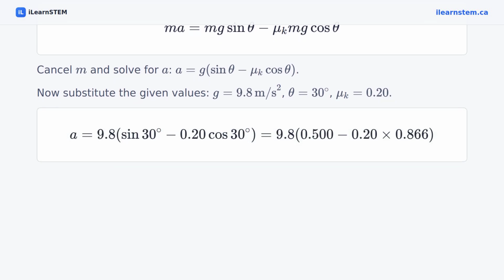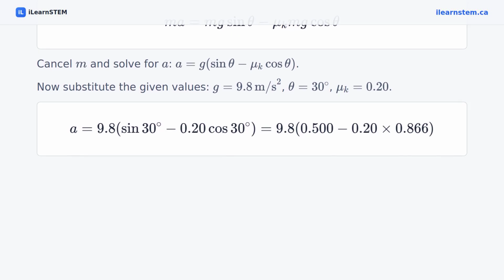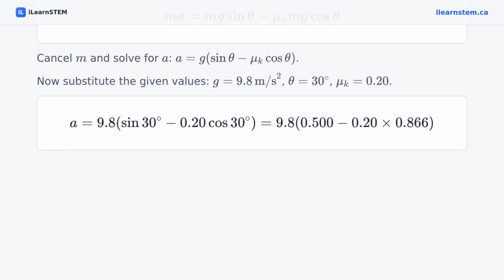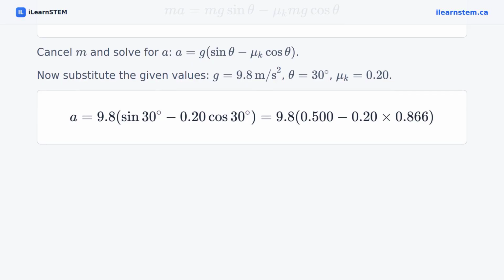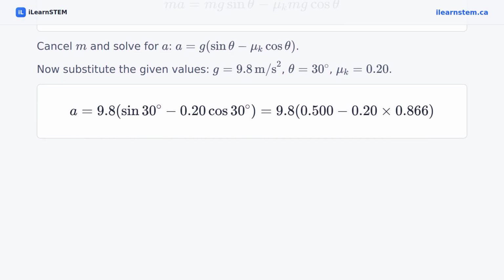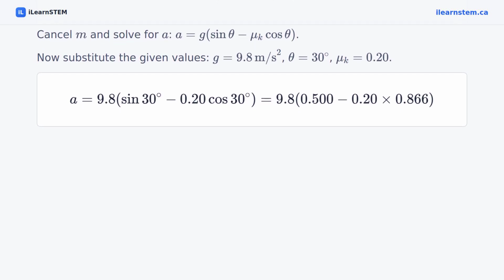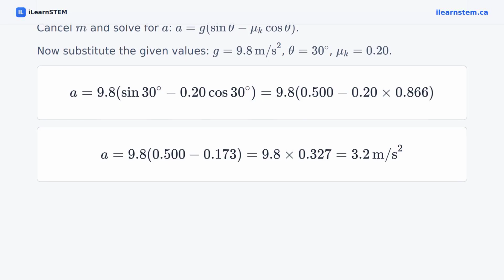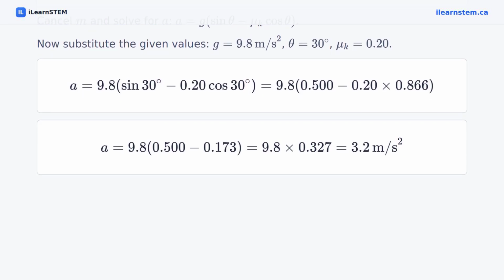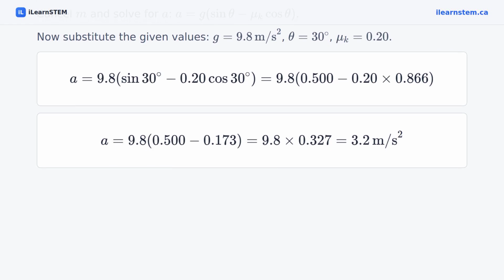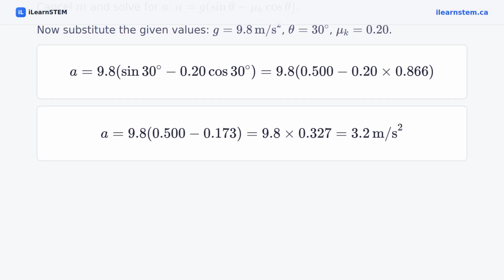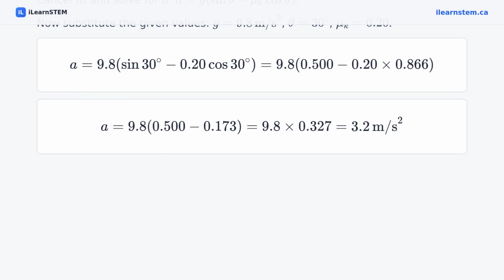a equals 9.8 times (sin 30 minus 0.20 cos 30) equals 9.8 times (0.500 minus 0.20 times 0.866). a equals 9.8 times (0.500 minus 0.173) equals 9.8 times 0.327 equals 3.2 meters per second squared.